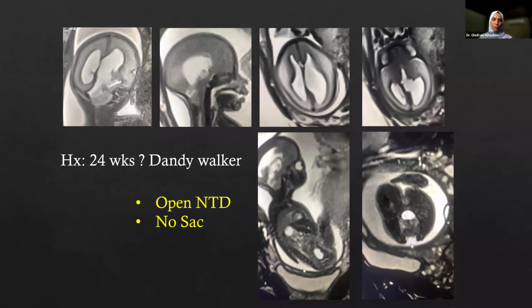So we were able to make the diagnosis of open neural tube defect and Chiari 2 malformation prior to delivery. So they were able to refer this patient to neurosurgery and plan the delivery, and also counsel parents that this patient will be born with an open neural tube defect.